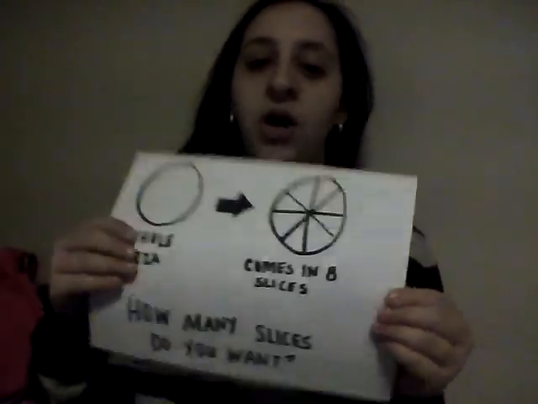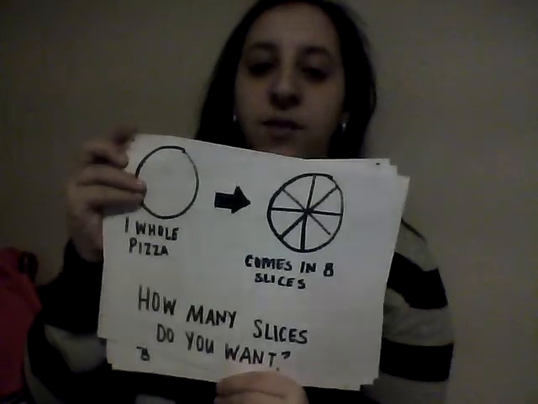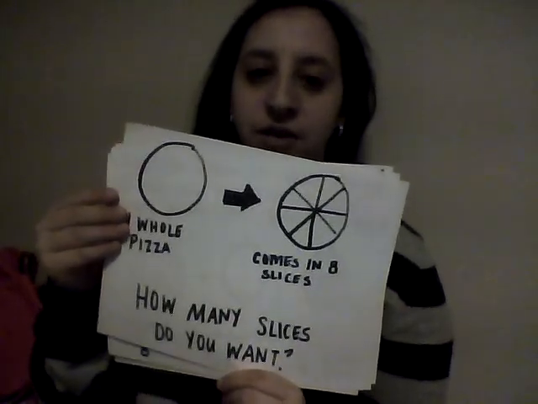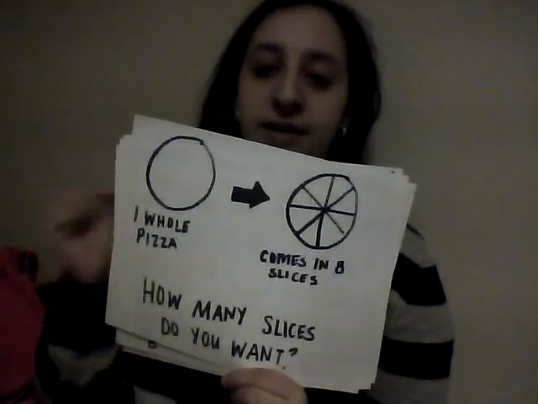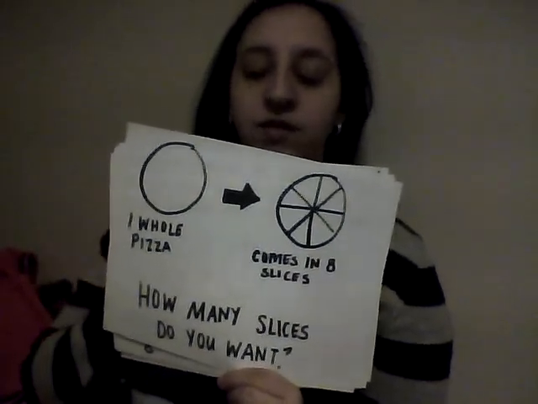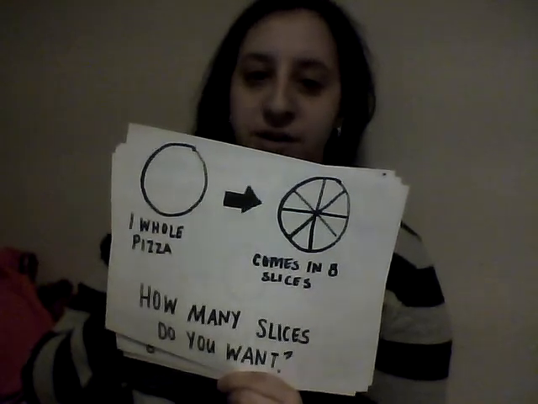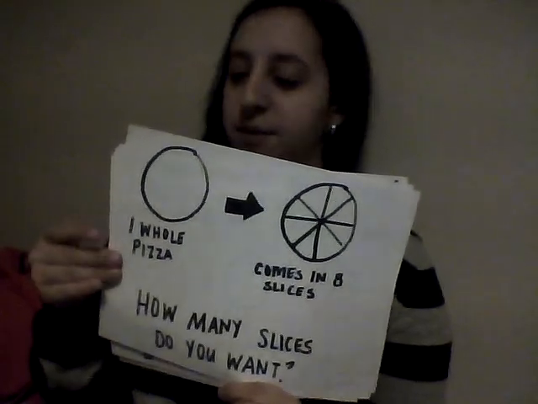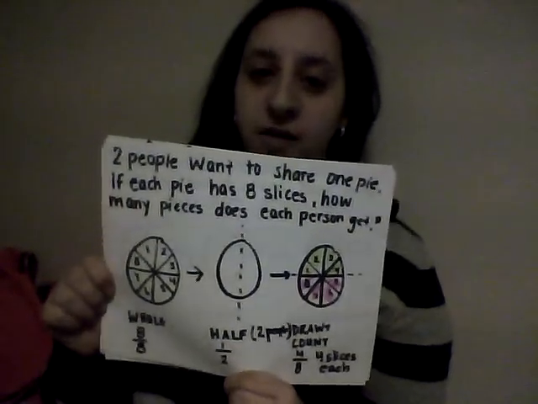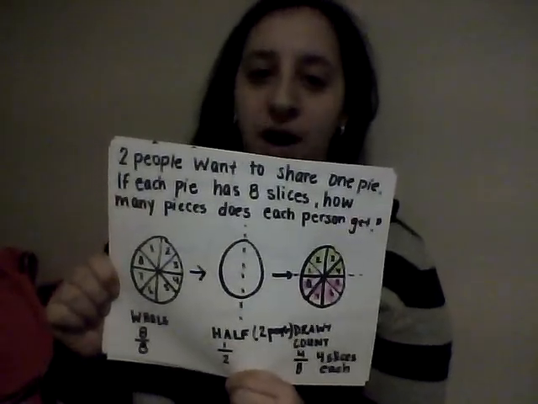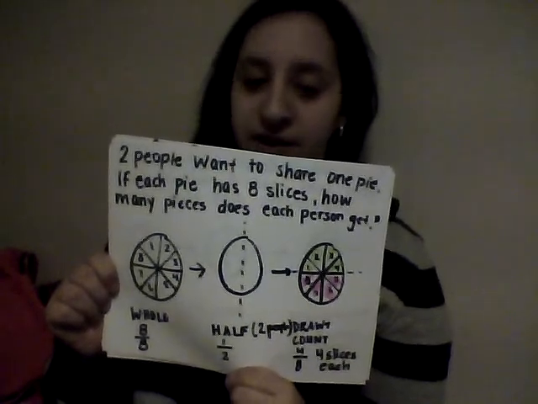To start, one whole pizza that you get from the store, or if you get delivery, if your parents order pizza because they don't feel like cooking, whatever the case might be. In one whole pizza, how many slices do you get? For those of you who don't know, in one regular, standard, medium or large pizza, you'll get 8 slices. The first question I want you to figure out is, if two people want to share one pie and each pie has 8 slices, how many slices would each person get?